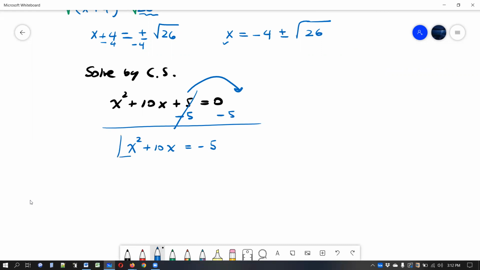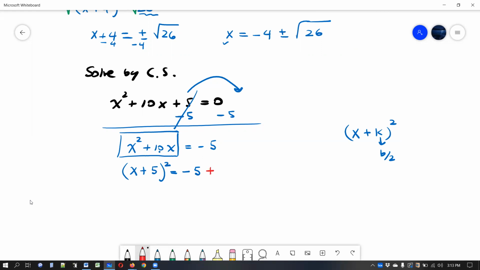Step 2 is this left side needs to look like x plus k squared, where this is b over 2. X plus 5 squared, half of 10, equals -5. And now I have to do the adjustment. The adjustment is always plus whatever this is. 5 squared, 25.